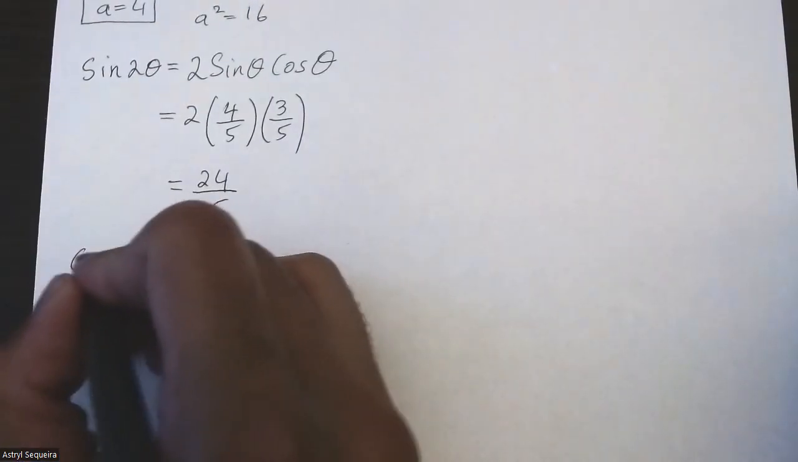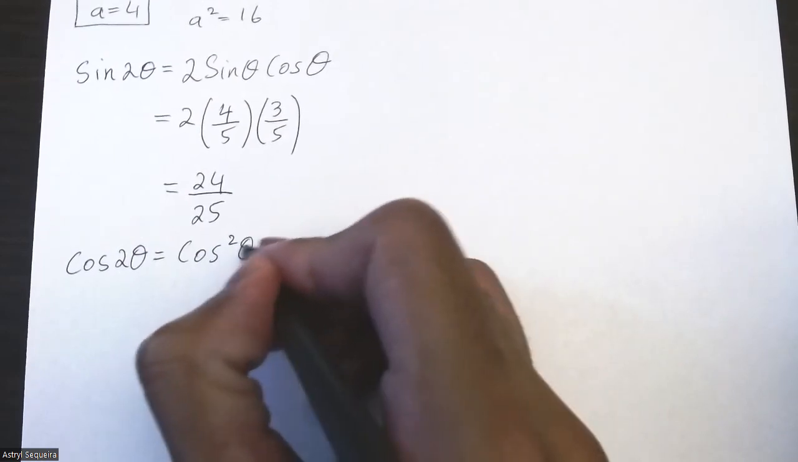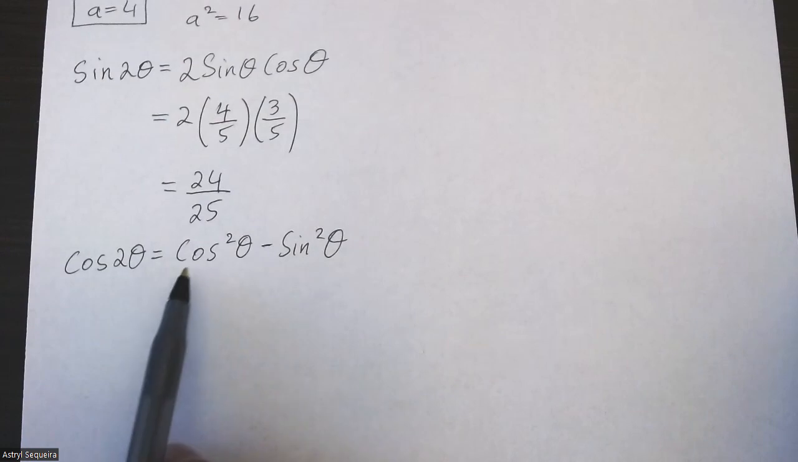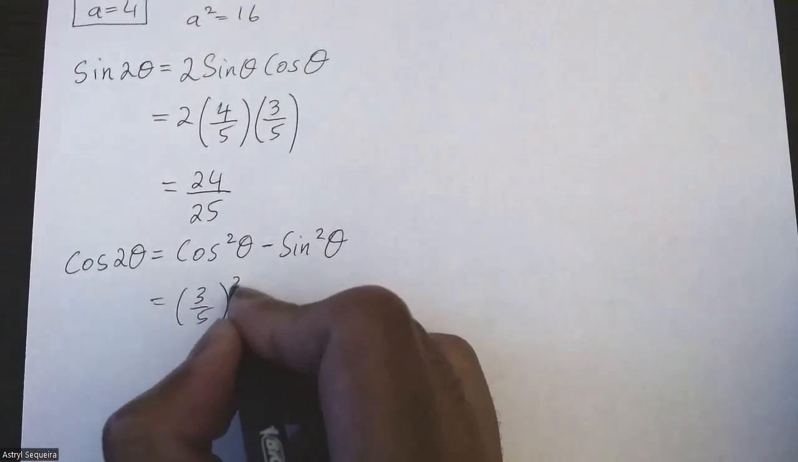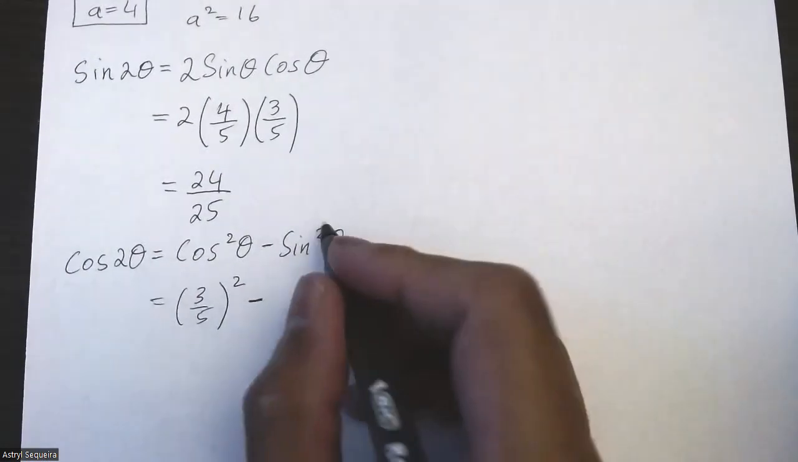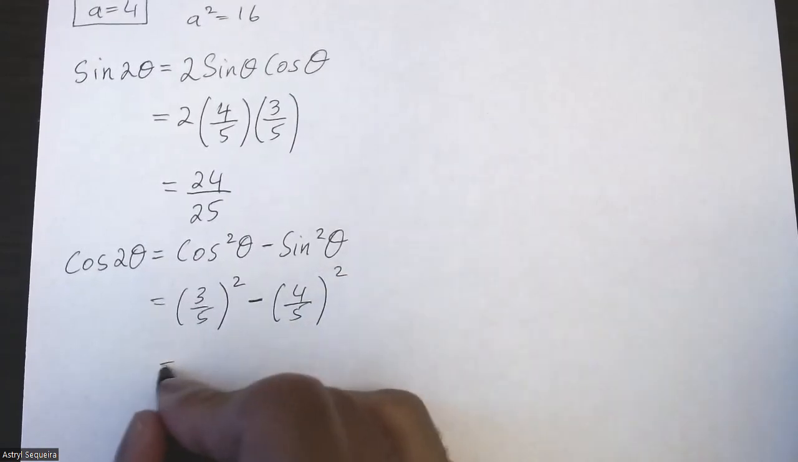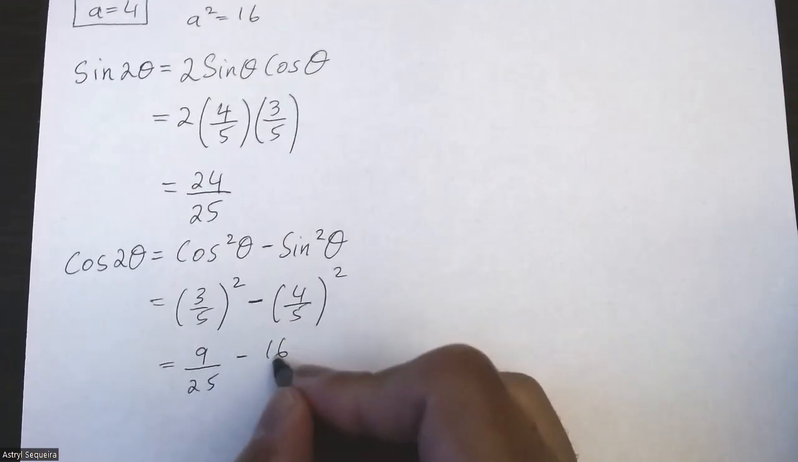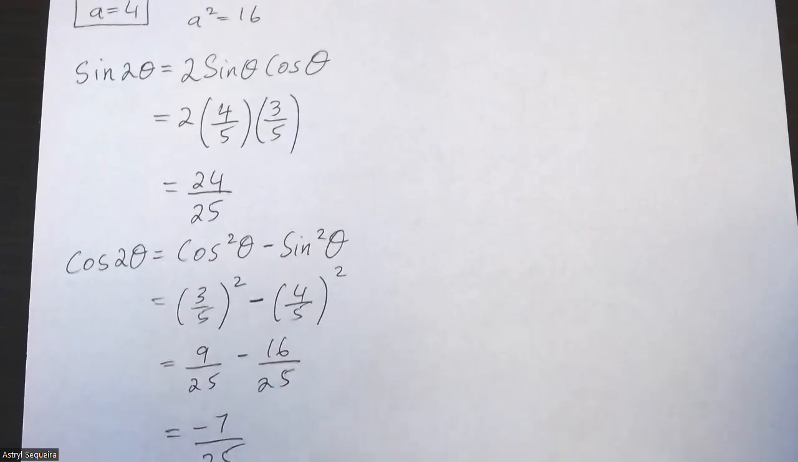For cos 2 theta, you have 3 formulas you can use. It doesn't matter which one you use, you'll end up with the same answer. So I'm just going to use cos squared theta minus sine squared theta. I know that cos theta is just 3 over 5, so this is 3 over 5 squared. And sine theta is just 4 over 5, so this is 4 over 5 squared, which is just 9 over 25 minus 16 over 25, which is negative 7 over 25.